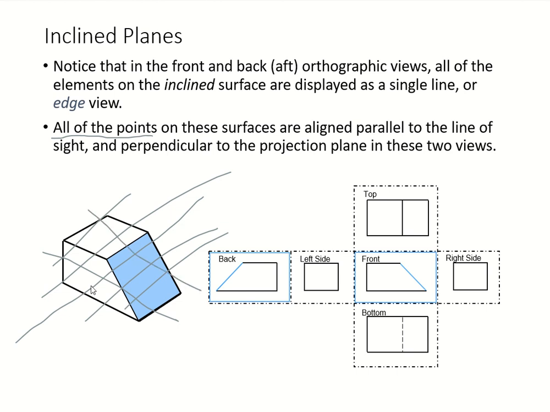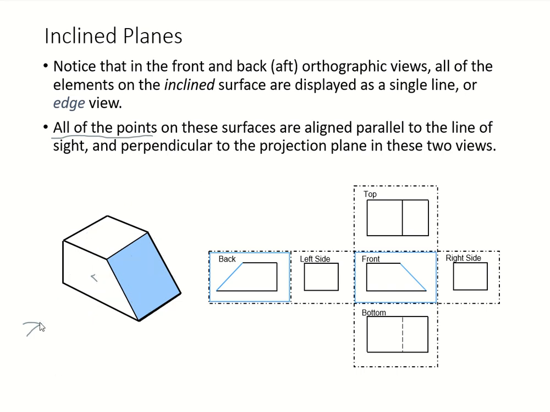We have two planes right there. One is the front and the other one is in the back. And this is your line of sight. I'm just going to arrow it out. So this is your line of sight. Practice to see that. Parallel to the line of sight. What are parallel to the line of sight? All of the points on the surfaces in these two views, and perpendicular to the projection plane.